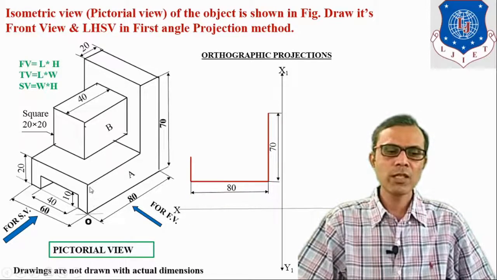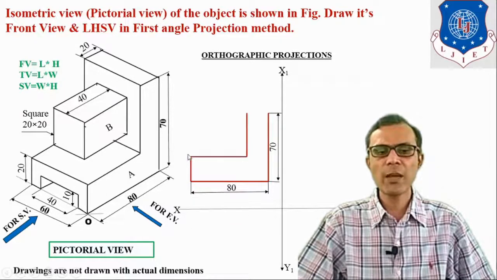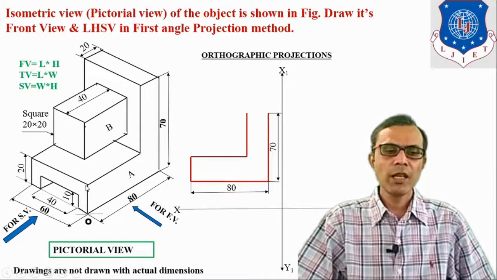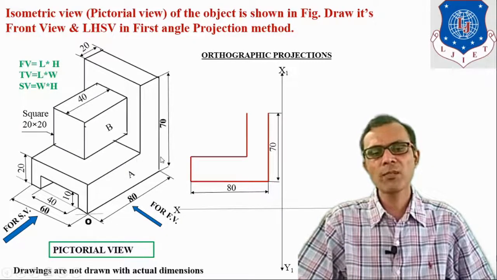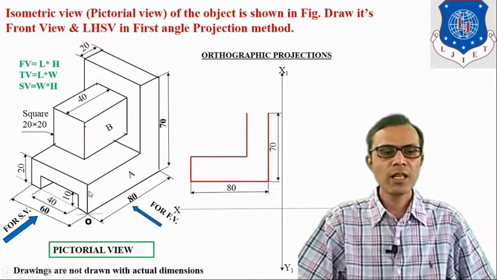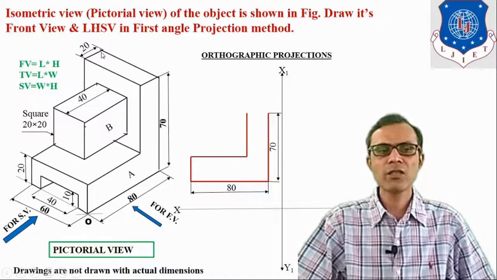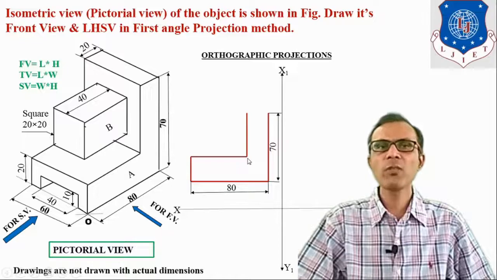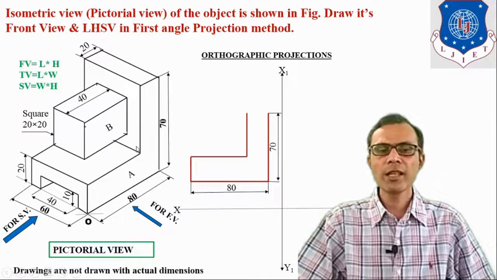Now this edge is 20 mm. So this dimension we have to take 20, and after that we will move in this direction. So this edge is also visible. This horizontal line represents this edge. Now this dimension is 20, and total is 80. So the length of this line should be 60 mm, because 80 minus 20 is 60. So the length of this horizontal edge is 60 mm.